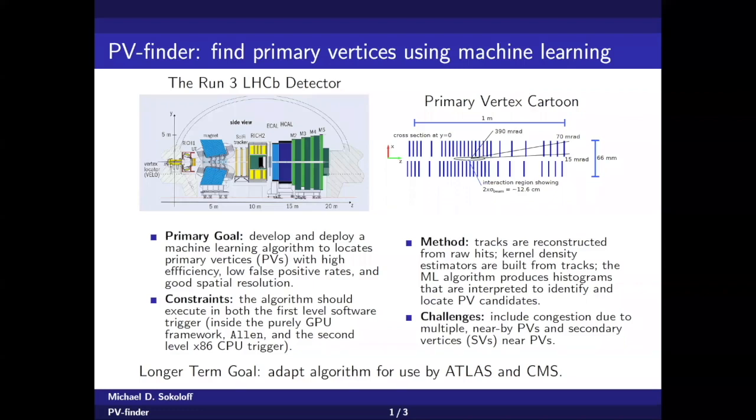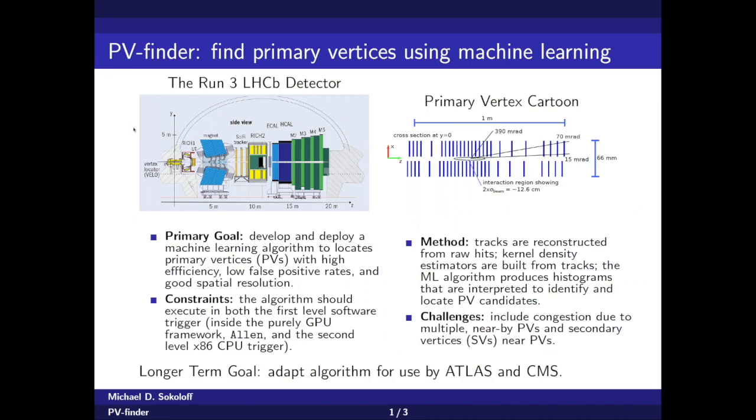PV Finder is a suite of machine learning algorithms being developed to identify and locate primary vertices in LHC detectors with high efficiency, low false positive rates, and good spatial resolution. The initial focus is simulated LHCb Run 3 data. The algorithms use deep neural networks.